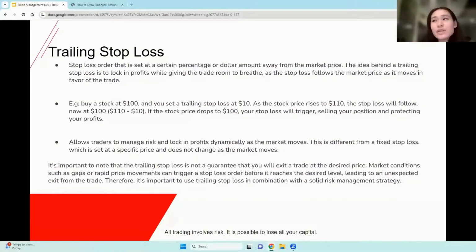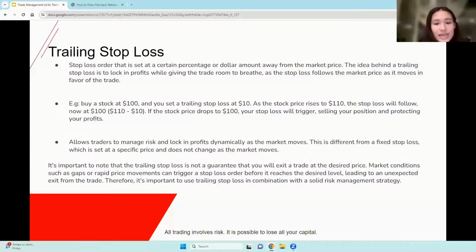So this example that I have over here is in terms of stock prices, but it's just to give you an idea of how it works. So let's say you buy a stock at $100 and you set a trailing stop loss at $10. As the stock price rises to $110, the stop loss will follow, now at $100, because 110 minus $10. So if the stock price drops to $100, your stop loss will trigger, selling your position and protecting your profits.